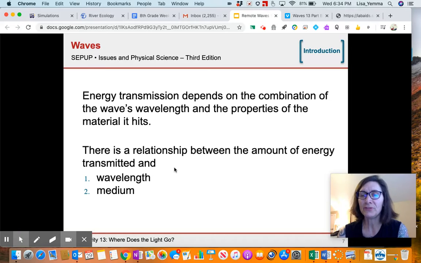I need to put this in my own words and synthesize it so that my brain can go, oh yeah. I don't like paragraphs. I like lists, bulleted or numbered, so that I can graphically see that there's a relationship between the amount of energy transmitted and the combination: wavelength, medium.